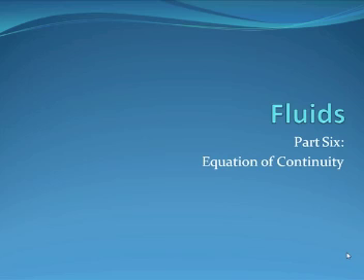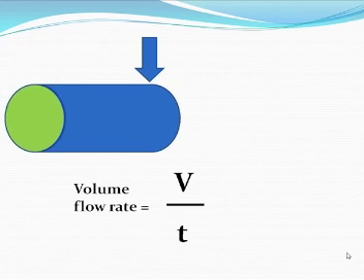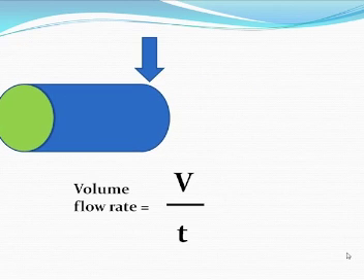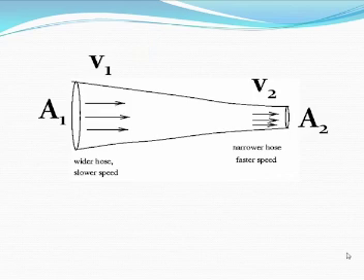Now there's one more topic called the equation of continuity. Suppose I have a volume of water, and I want to find the flow rate. How much water, a volume of water, is flowing in time. Volume over time. There's the area, there's the distance. The volume then is area times distance. But now look at this. What is distance over time? Distance over time is velocity. Therefore, the volume flow rate is that area times the velocity.